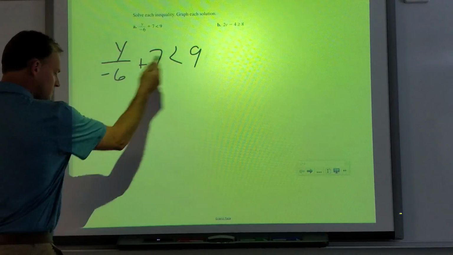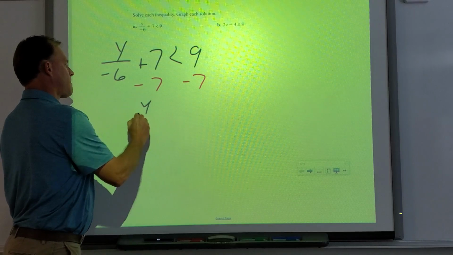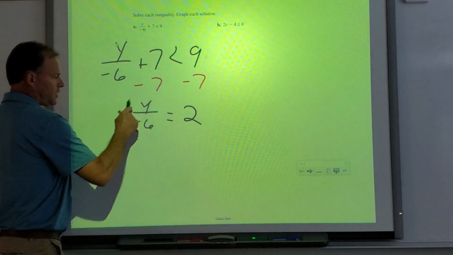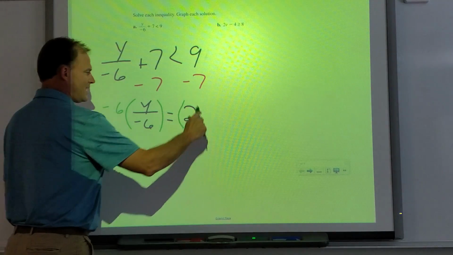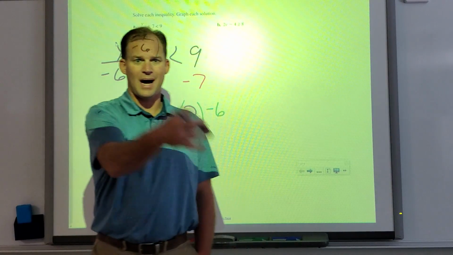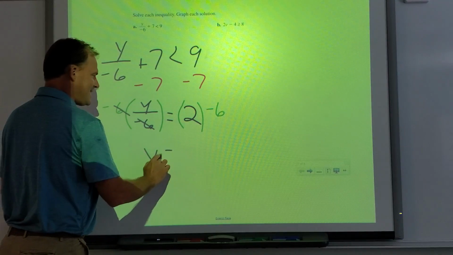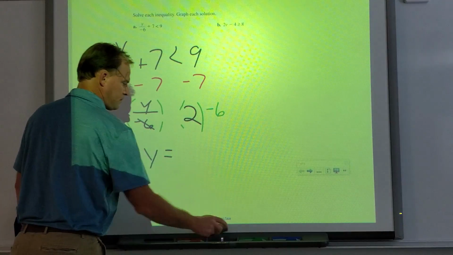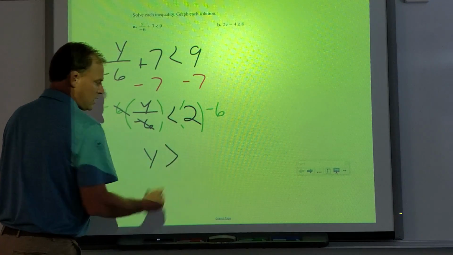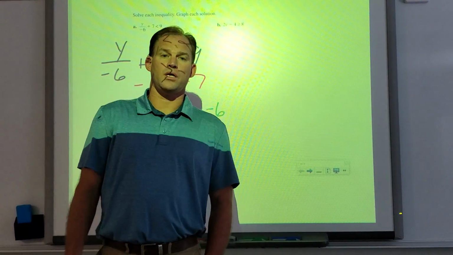So here we go. I need to solve this inequality. Subtract 7 on both sides. Next step, I have a division, so I'm going to multiply by -6 on both sides. Multiplied by -6. Because when I multiply by a negative, I change the inequality. Change the direction. If you multiply by a negative, change the direction of the inequality.